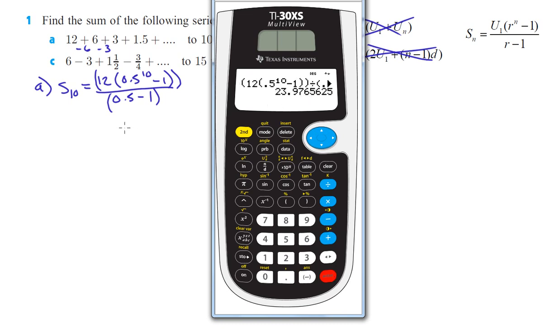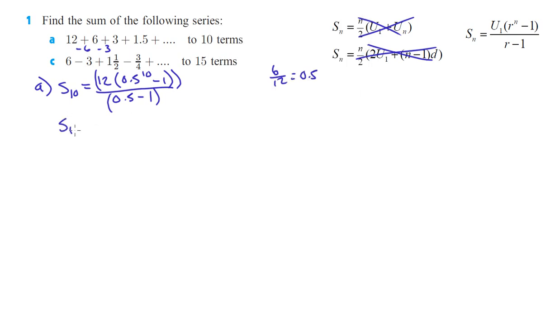23.976. So let's go 23.98. Right, because this ends up getting really small really fast. Okay, so that looks pretty good.